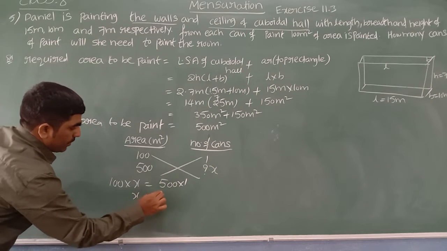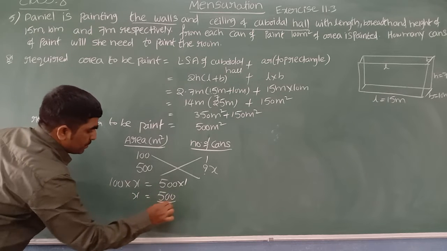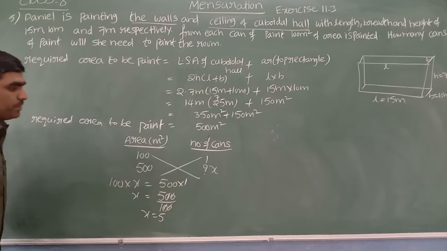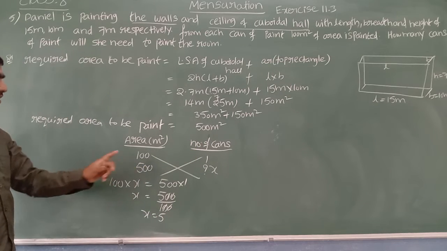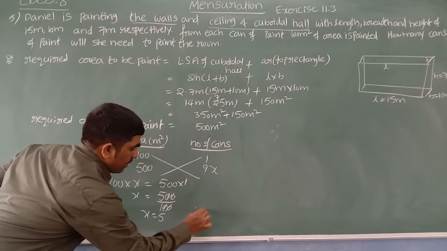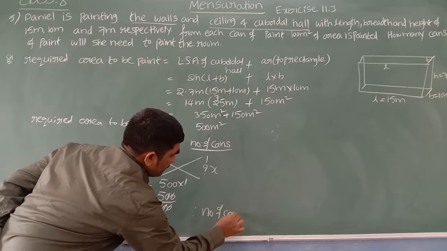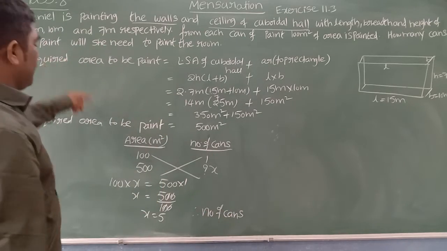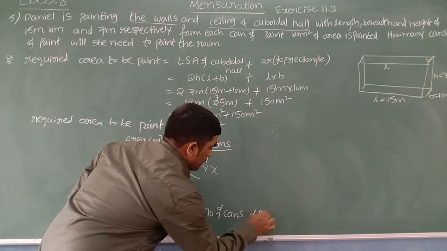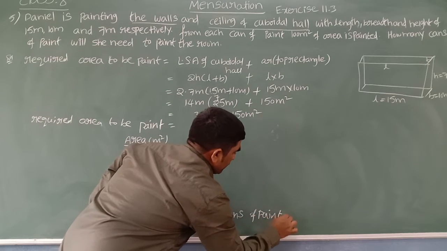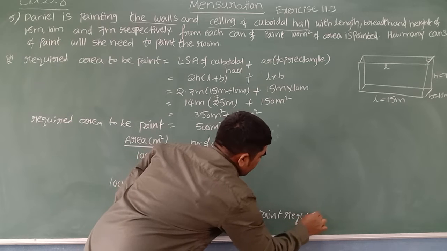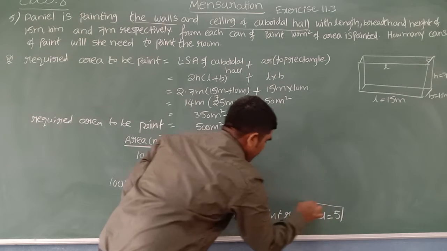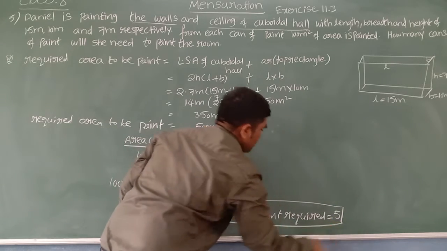So x is equal to 500 ones are 500, into 100, if you transpose by 100, 2 zeros, 2 zeros cancel. x is equal to 5. What is meant by x? Number of cans required to paint the 500 square meters area. We write here now, therefore, number of cans. What do they ask? How many cans of paint? Number of cans of paint required is equal to, how many cans of paint is required? 5 cans of paint are required to paint the 500 square meters area.